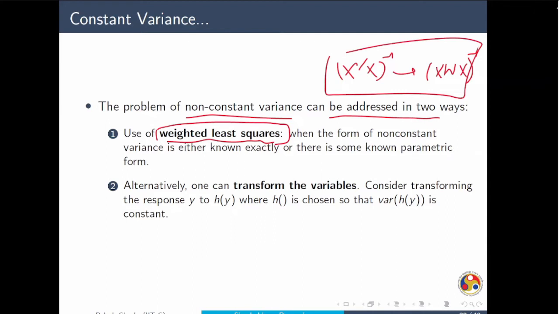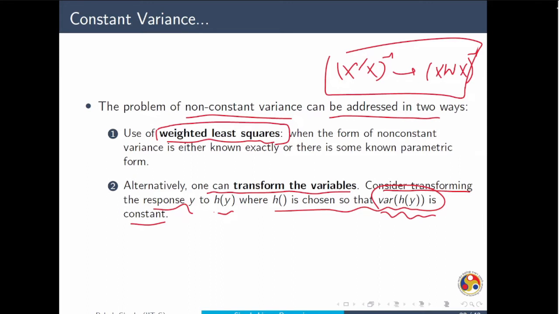Alternatively, there could be some transformation of variable, considering the transformation of the response to h(y), where h is chosen such that the variance of h(y) is constant. So the objective is to apply something so that our final product, the variance of the outcome, is constant.